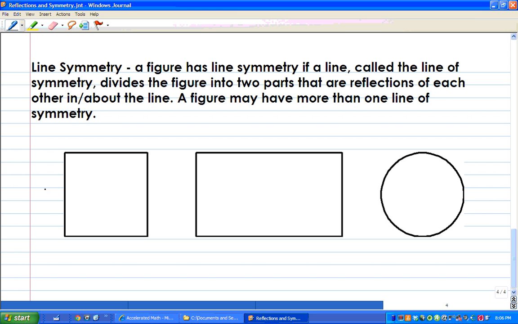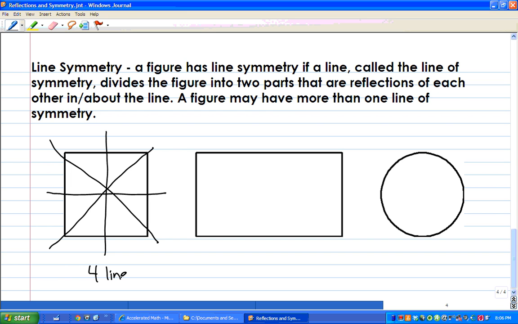The first one, the square, you could split it like this, and then you have a mirror image on top and bottom. Or you could split it like this. You'd have one left and right. You could split it like this, or you could split it like this. So this one has 4 lines of symmetry.